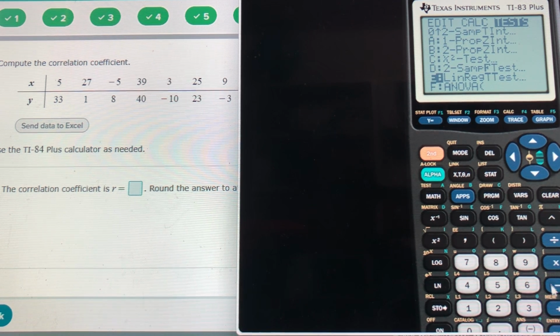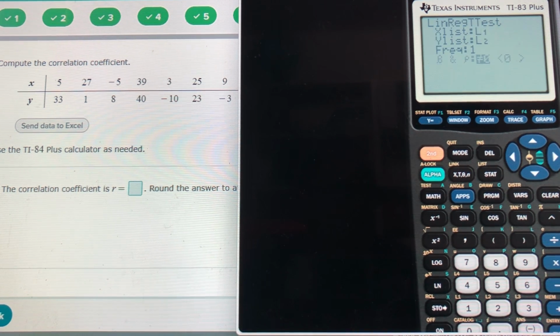It's very easy to use. Press Enter. And as long as you have X's in L1 and Y's in L2, you don't have to change anything. Always keep frequency as a 1. And just keep this on not equal to. In later chapters, you'll learn about the less than and greater than options. But for now, just keep it on not equal to. Regression equation, you can leave that blank. Literally, you just go down and hit calculate. You don't have to change anything. Go down and hit calculate.